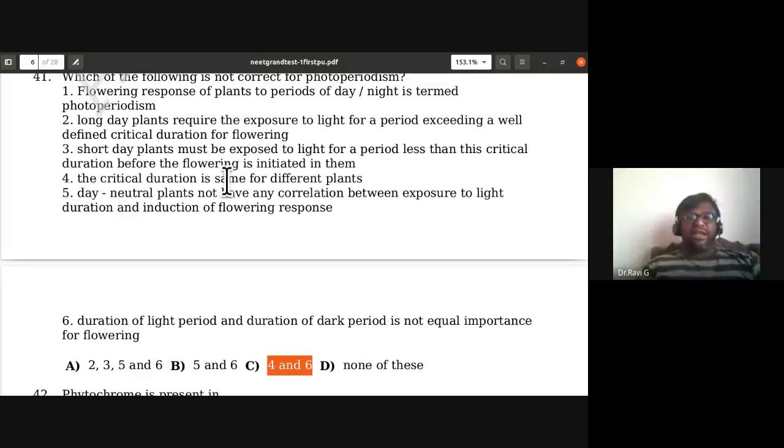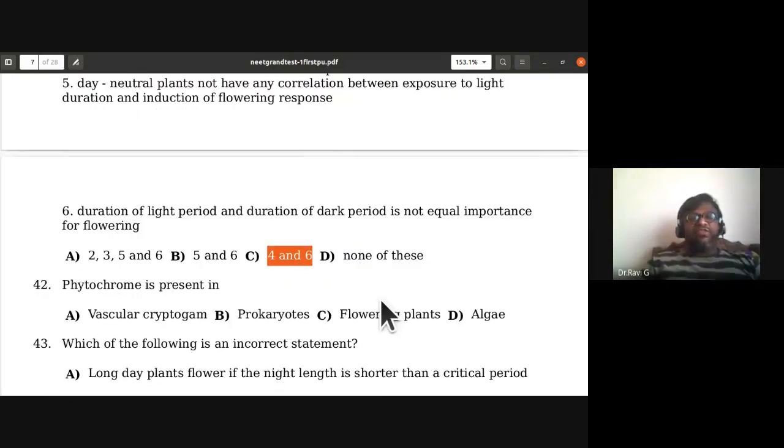Okay, fourth statement, the critical duration is same for different plants. It is going to be different for different plants, not same. So that is a wrong statement. Duration of light period and duration of dark period is of equal importance. But here they have given it as not of equal importance for flowering. So fourth and sixth statements are wrong. So C is the answer.